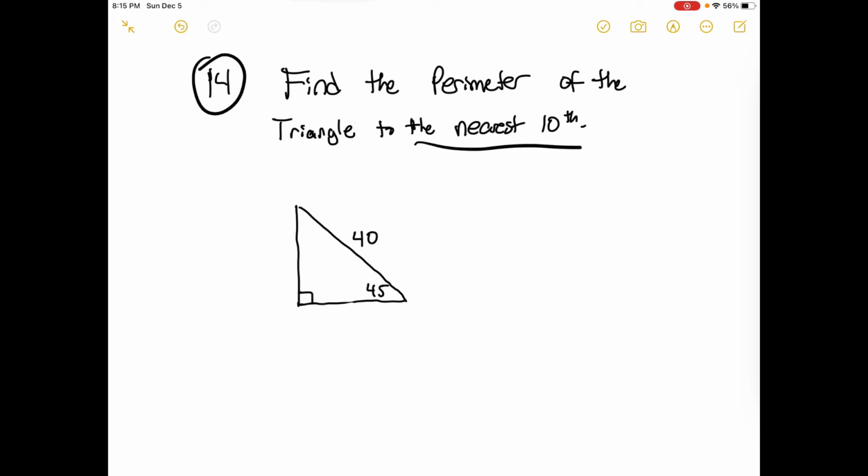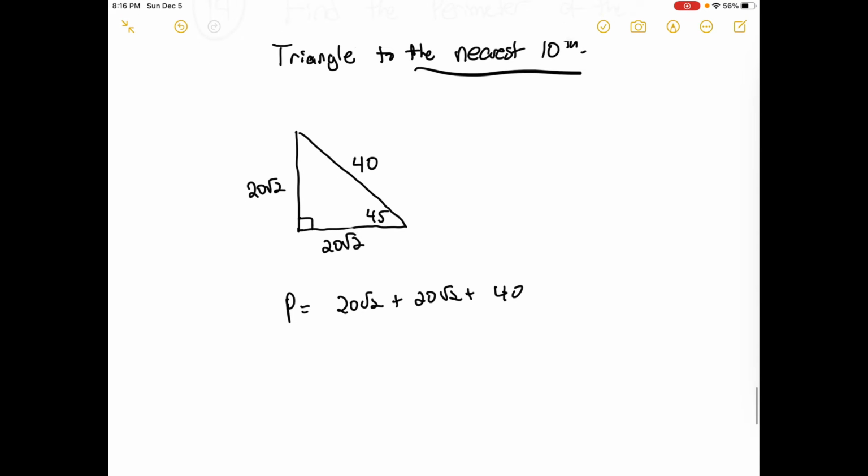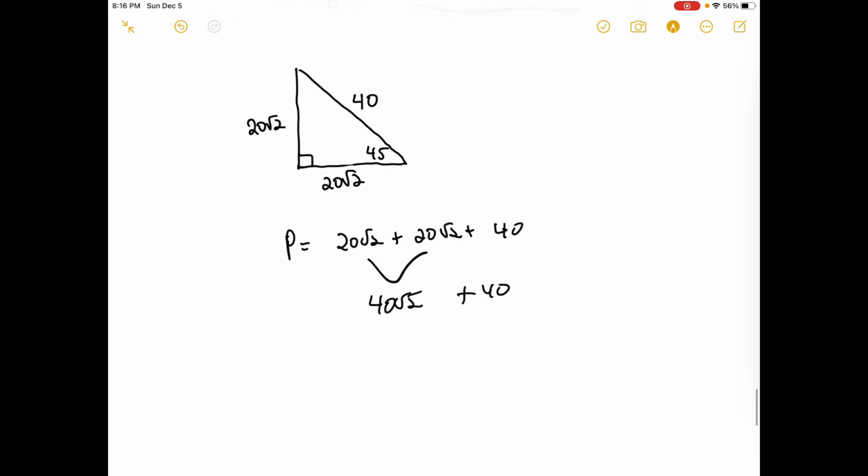Alright, so the legs are going to be 20 root 2 and 20 root 2. Now let's add these things together. Find the perimeter, distance around. 20 root 2 plus 20 root 2 plus 40. If you take those and add them, you get 40 root 2 plus 40.